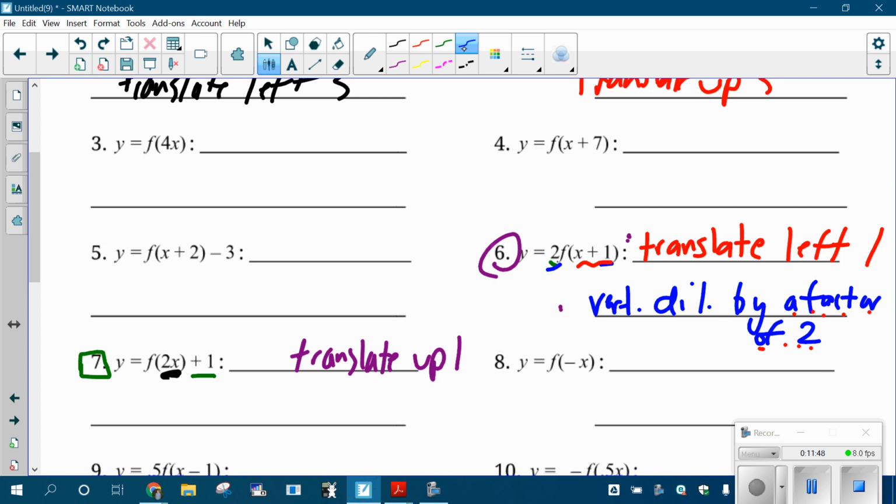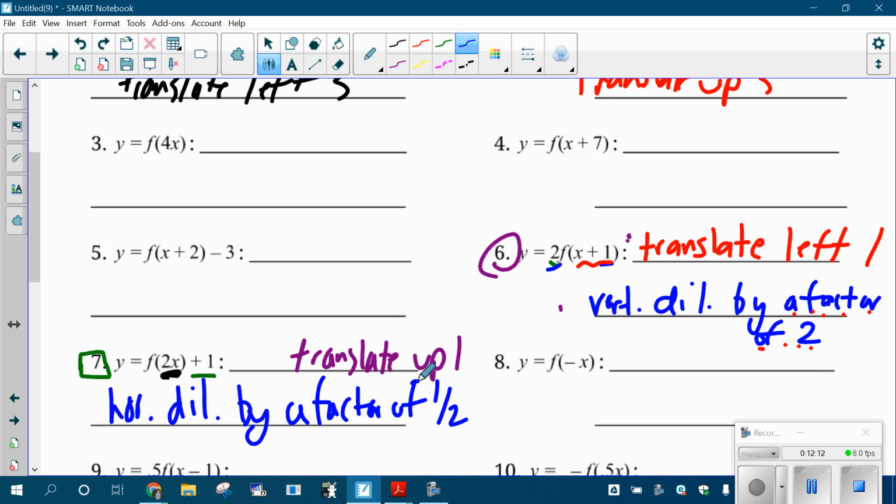Ooh, but it's horizontal, so it works backwards. So it's not a horizontal dilation by a factor of 2. That would be normal. It's not twice as wide. It's a horizontal dilation by a factor of 1/2. The reciprocal of whatever that is. What's the opposite of times 2? Times 1/2, divided by 2.